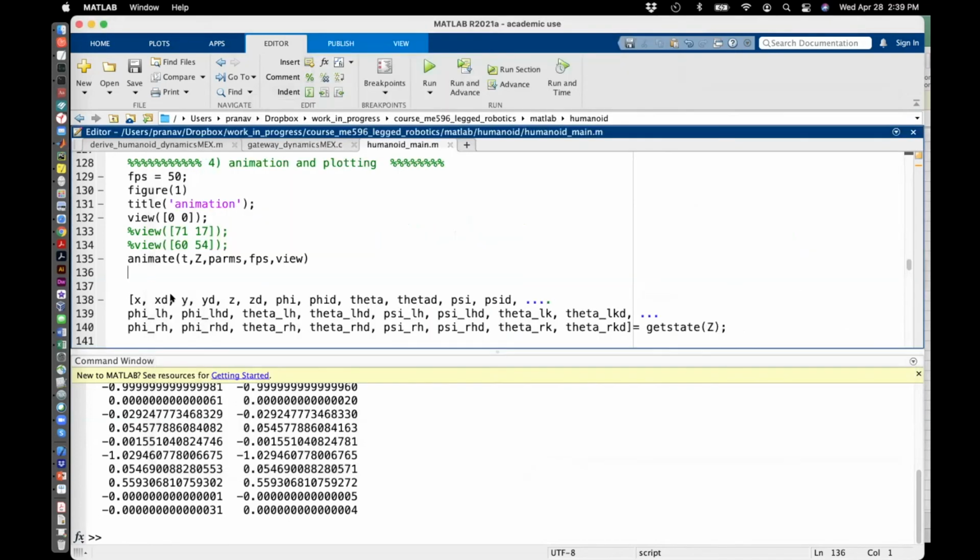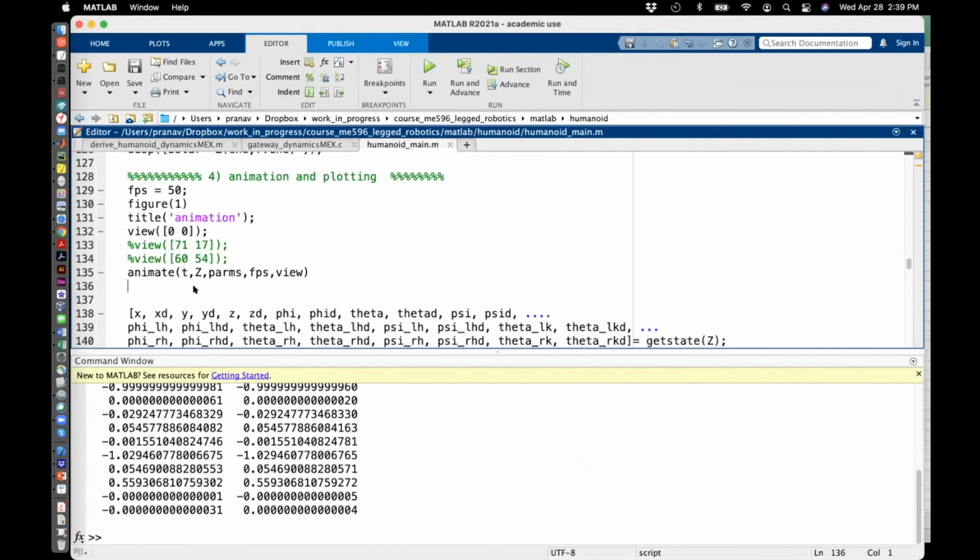Okay. So I'll post this file and you feel free to play with it. It actually only solves for a periodic gait. If you want to take this and actually do it on hardware, there are many more steps. For example, you can't just make a robot walk at 1 meter per second or 0.5 meters per second.